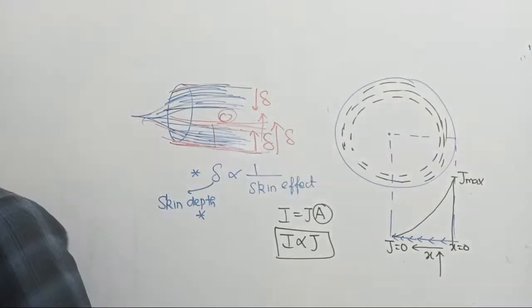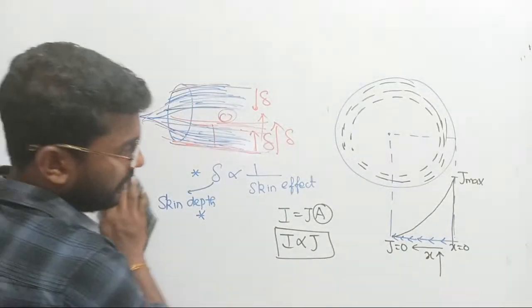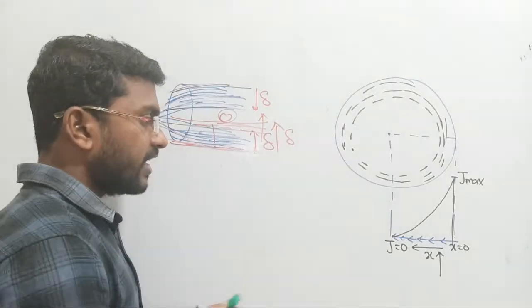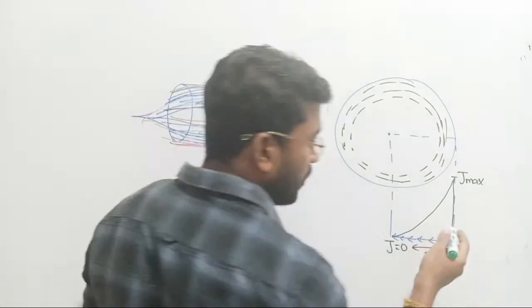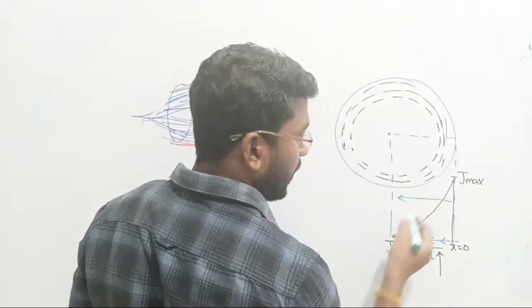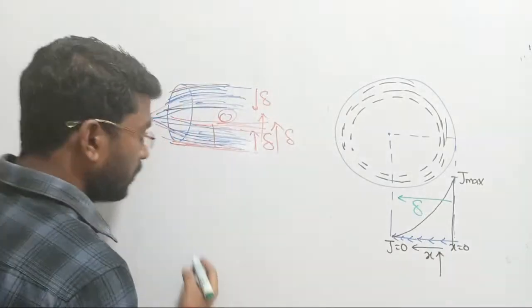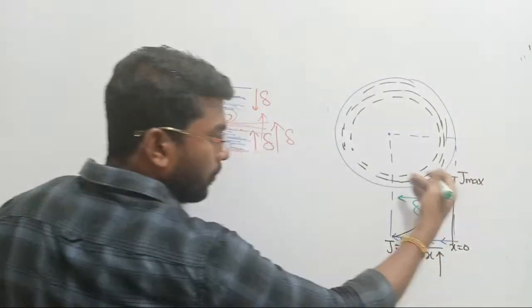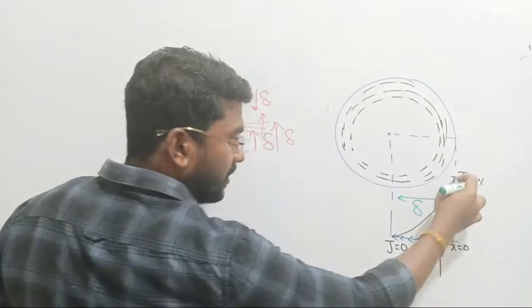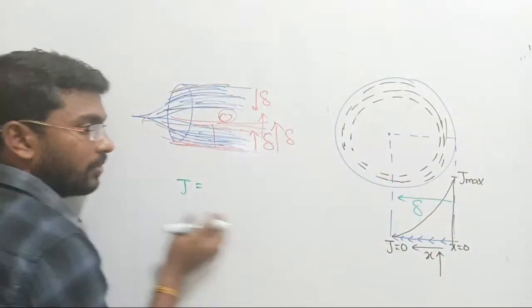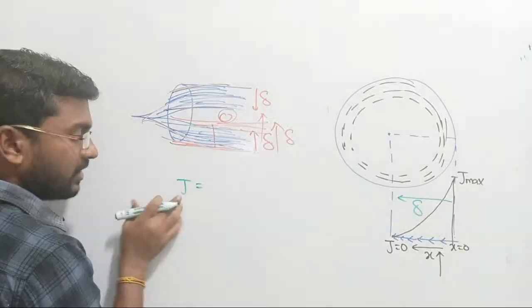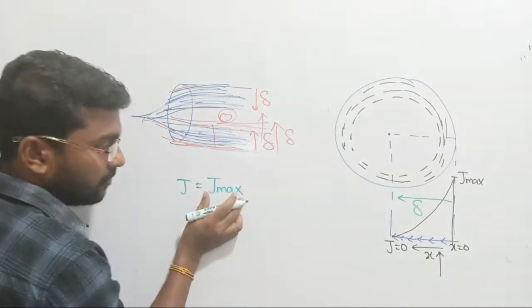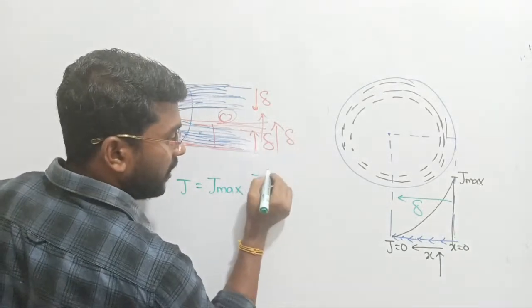Now let me write the formula for skin depth. Skin depth means how far we are penetrating inside, and it is represented by delta. As I go deeper, my current density keeps decreasing, so it is an exponentially decaying curve. It can be written as J equal to J max into e power minus x by delta, where J max is the maximum current density.